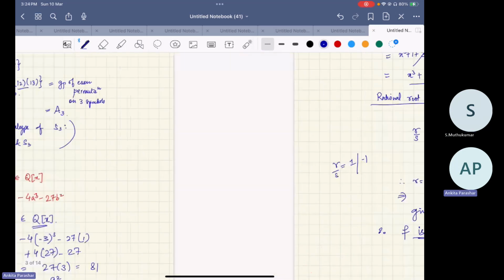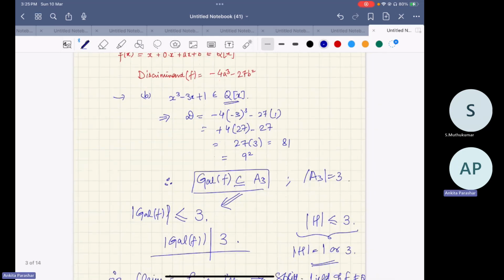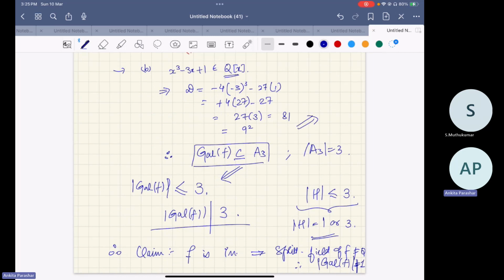All right, so therefore this is irreducible, and as long as we know it is irreducible, its Galois group is exactly A3. So therefore we can say that the Galois group of f is exactly A3.